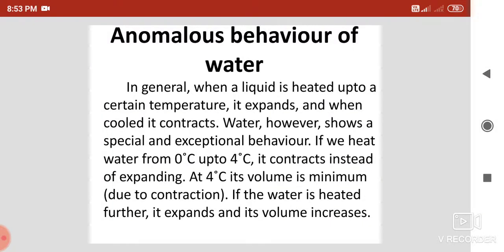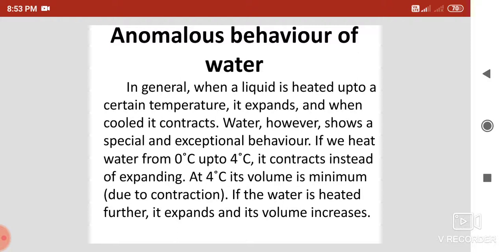Hello students, today we are going to study the anomalous behavior of water. Generally, when a liquid is heated to a certain temperature, it expands, and when cooled, it contracts. However, water shows a special exceptional behavior. If we heat water from 0 degrees Celsius up to 4 degrees Celsius, it contracts instead of expanding.